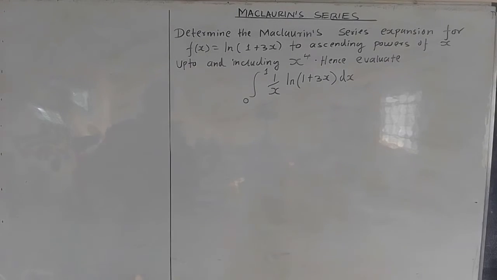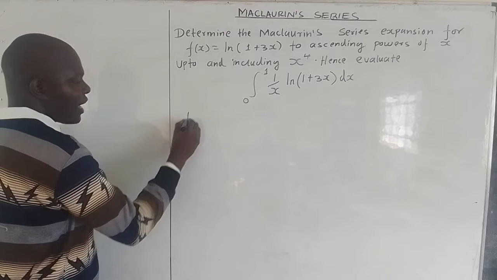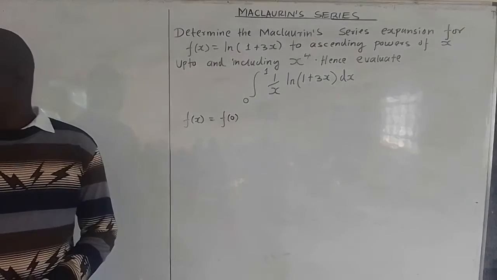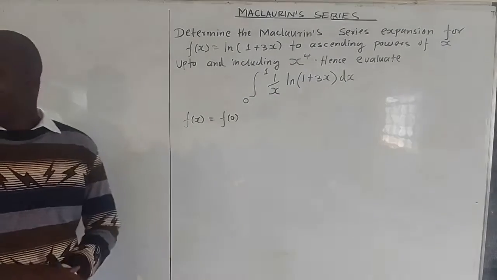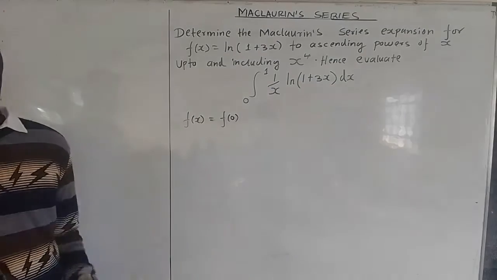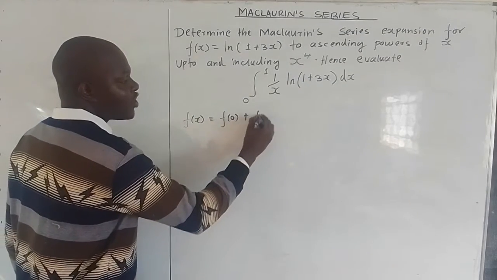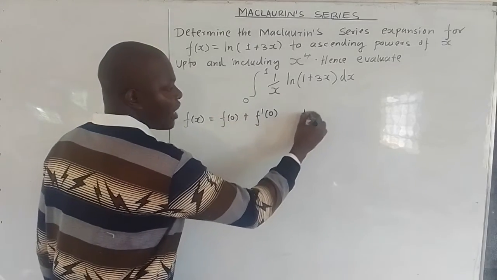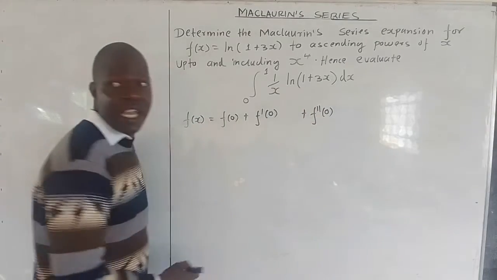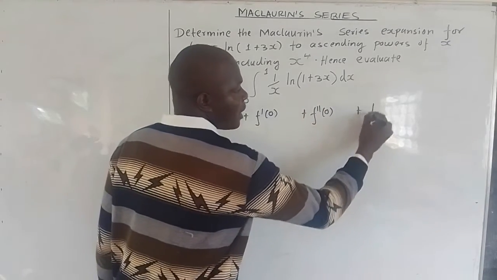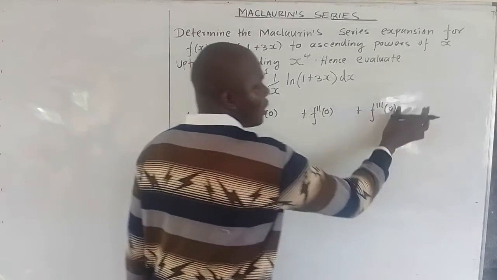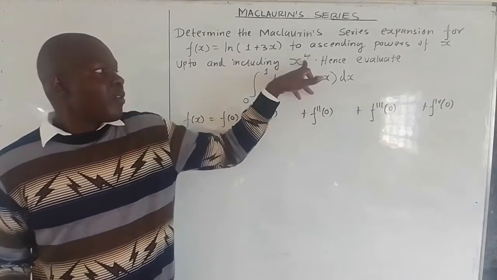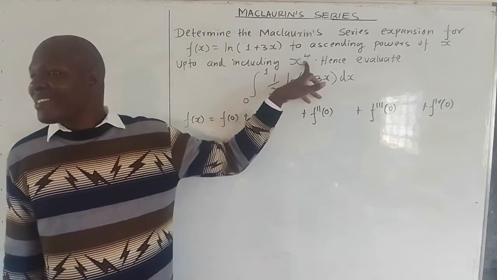So to expand any function f of x in the Maclaurin series, as usual, we start from f of 0, isn't it? So when you want to expand the function f of x in Maclaurin series, we start from f of 0. So if we differentiate it for the first time, f prime of 0, you leave a space, then plus, you differentiate it for the second time, you leave a space, plus, you differentiate it for the third time, you leave a space, plus, you differentiate it for the fourth time, because we are looking for ascending powers up to and including x to power 4, isn't it?